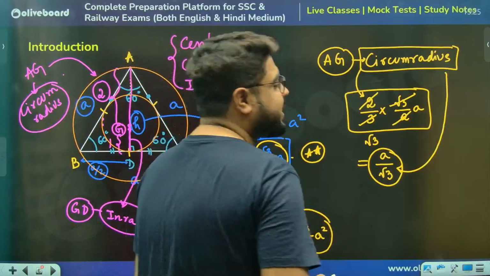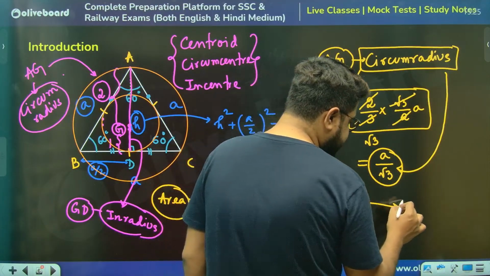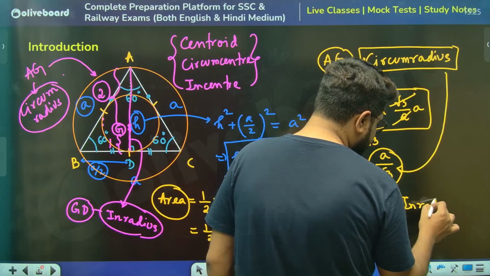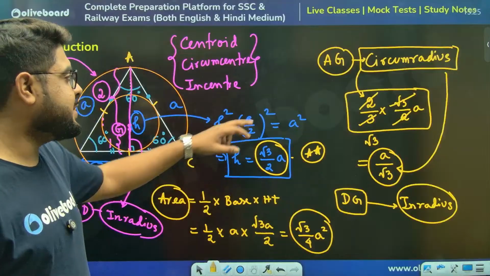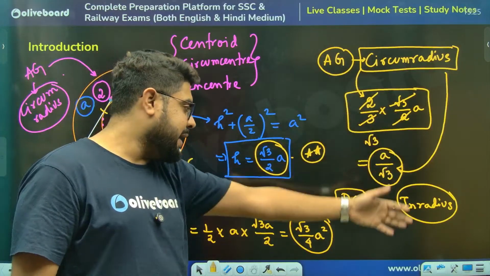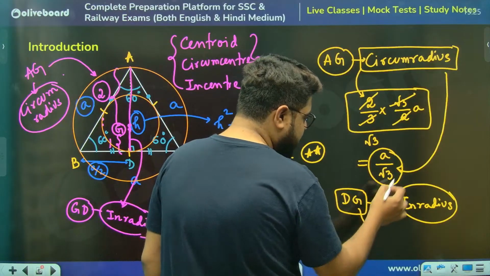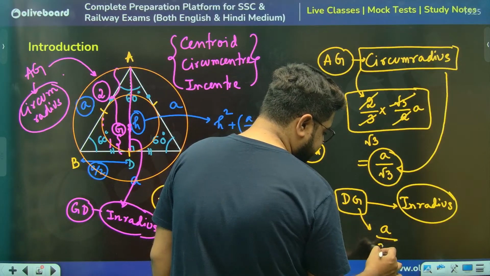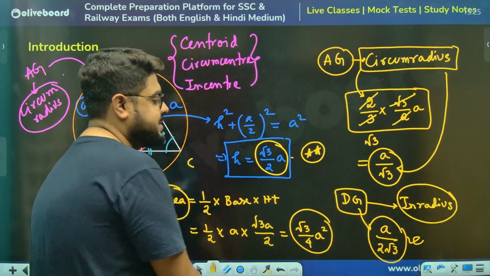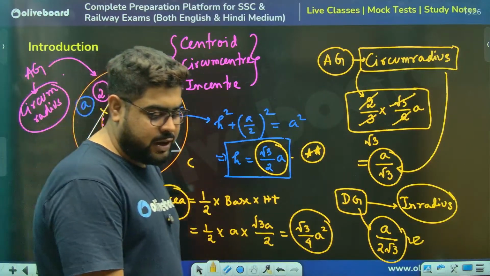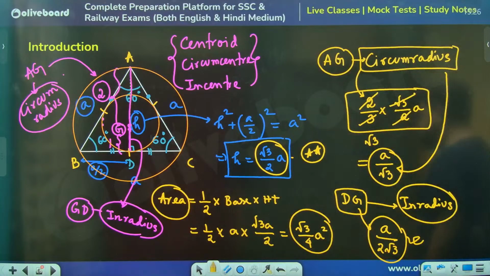Now, if this is the circumradius, can anyone tell me what will be DG? DG means inradius. You see, you don't need to calculate. We know this is 2:1. So that means this is 2 parts. Whatever it is, the inradius will be half of that. So A by √3, half of that means A by 2√3. So that will be the value for the inradius. Yes, Arvind, you are absolutely correct.